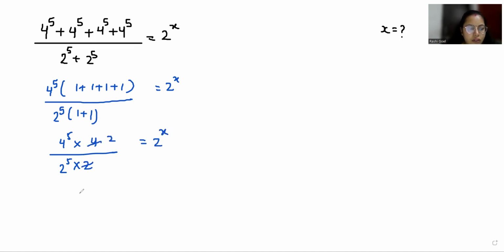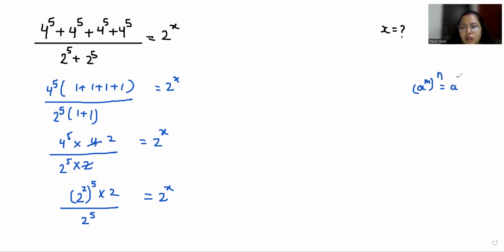So 4^5, we can write 4 as 2 squared, whole power 5, times 2 by 2^5 is equal to 2^x. According to the exponent rule, (a^m)^n is equal to a^(mn). So it becomes 2^10 times 2^1 by 2^5 is equal to 2^x.